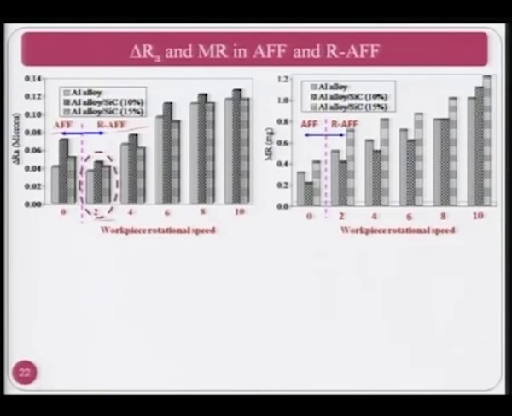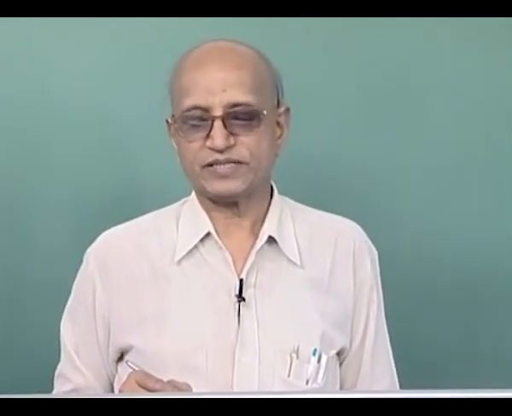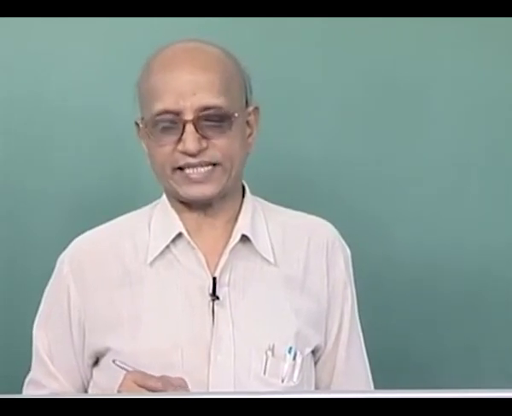Now you can see as the RPM or rotational speed of the workpiece is increasing, delta Ra, the change in surface roughness value, is continuously increasing in all the three cases: aluminum alloy, metal matrix composite with 10% silicon carbide, and metal matrix composite with 15% silicon carbide. So it clearly indicates that the rotary motion given to the workpiece is improving the performance of finishing of the AFF setup, and then only it is known as RAFF.